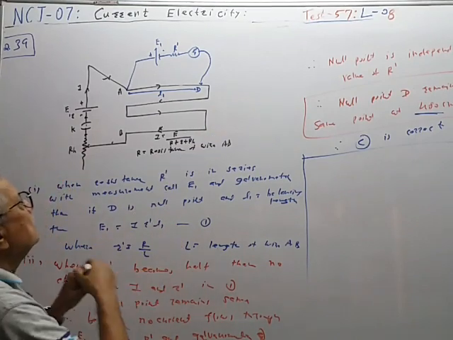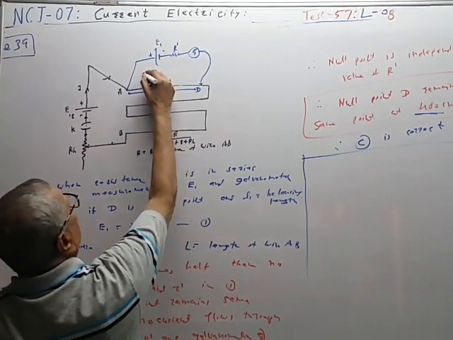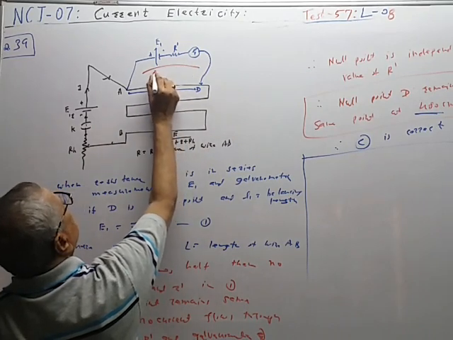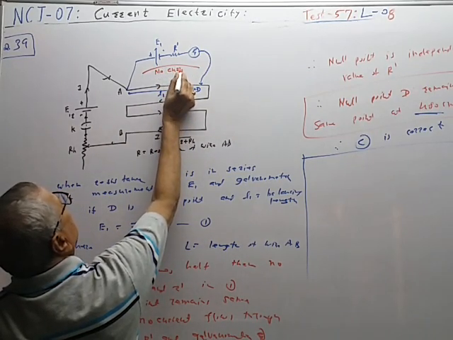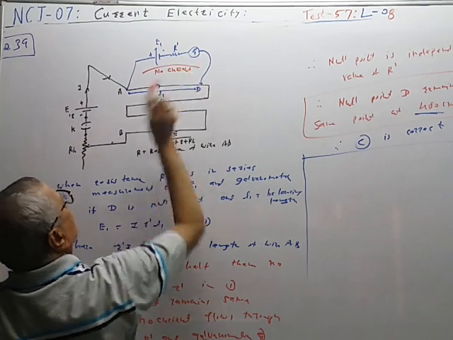But D is a null point. There is no flow of current in this branch. No current.